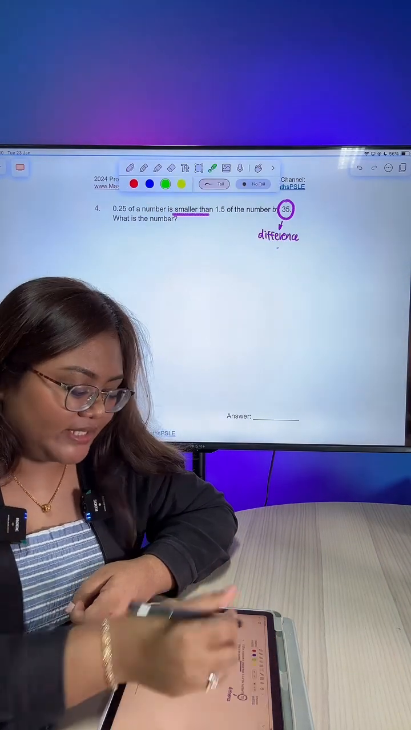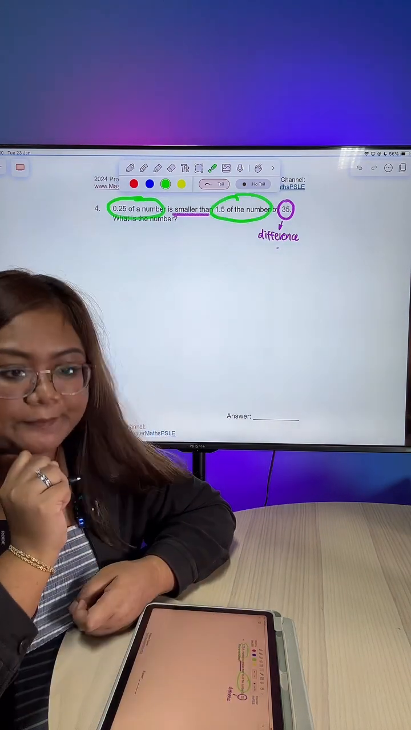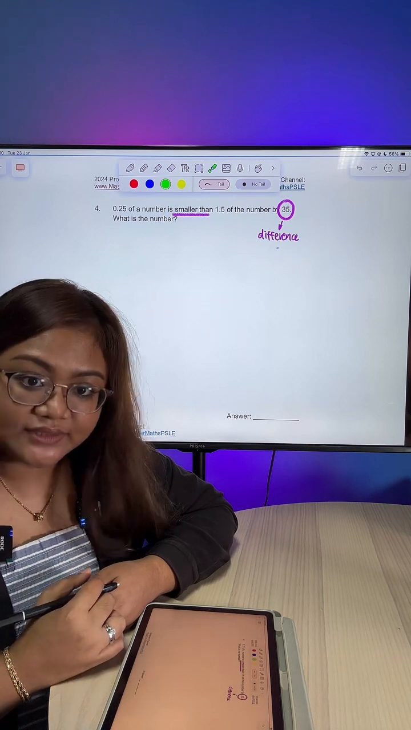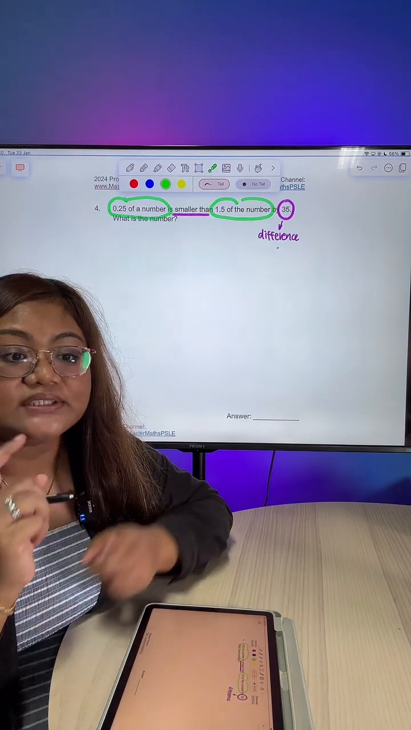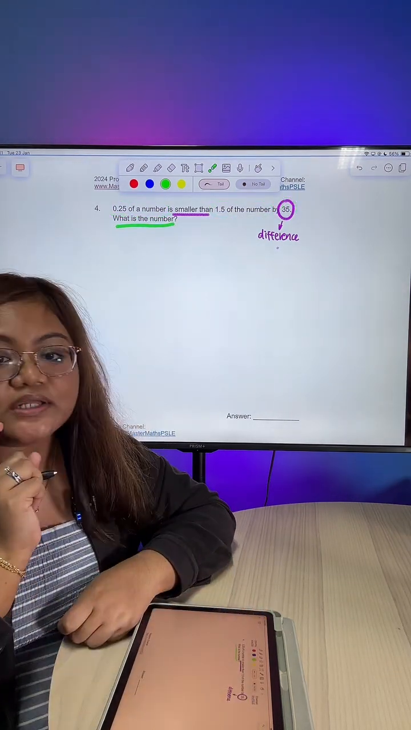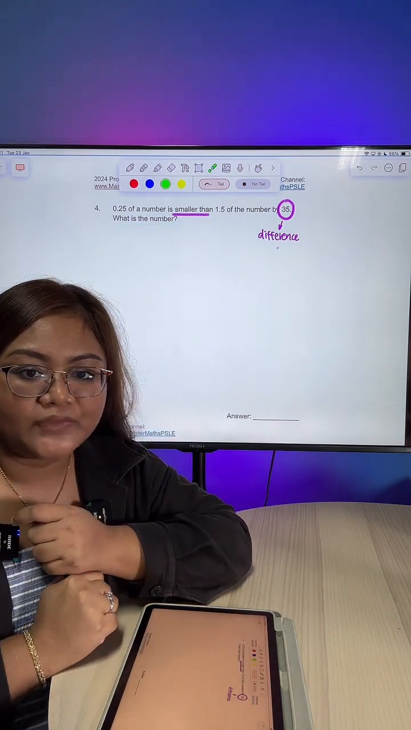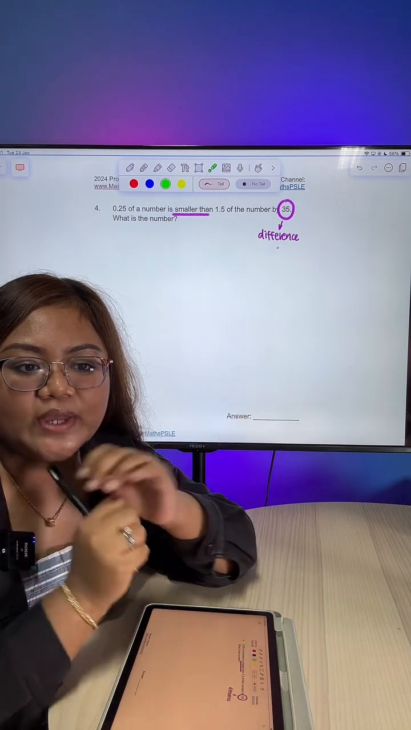Difference between what? Between this portion of the number and that portion of the number. Okay? Clear so far? So this portion of the number and that portion of the number, the difference, once you subtract, you get 35. So they ask you to find the number. Please try this question. I'm going to give you only 2 minutes. If you have no idea how to start, please type in an SOS.